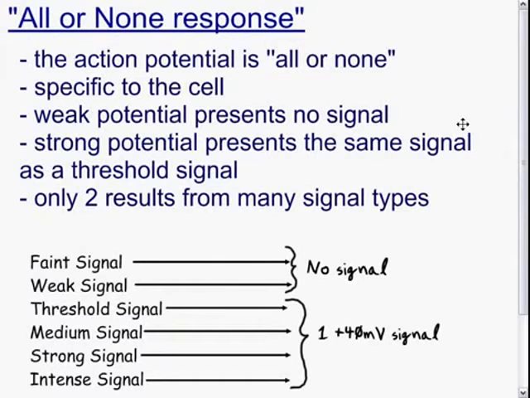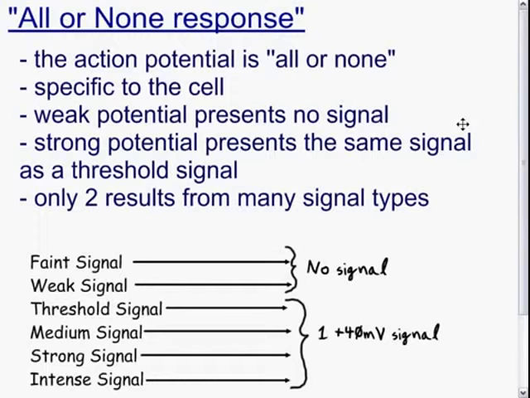This is a review video for Biology 12, the all or none response of a neuron. The action potential for a neuron is often characterized as all or none when it receives a signal from another neuron. The reason it is called all or none is because the signal it receives will either generate a plus 40 millivolt signal and continue that action potential down the neuron, or it won't present anything.